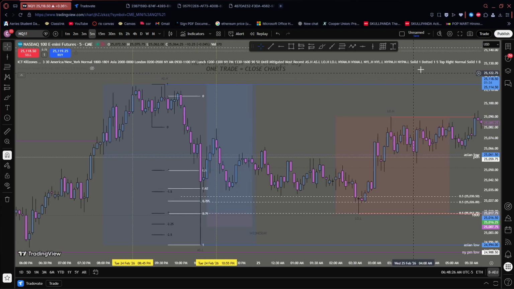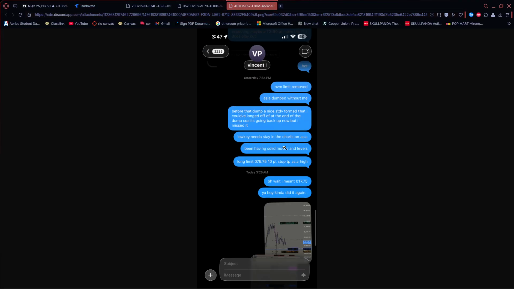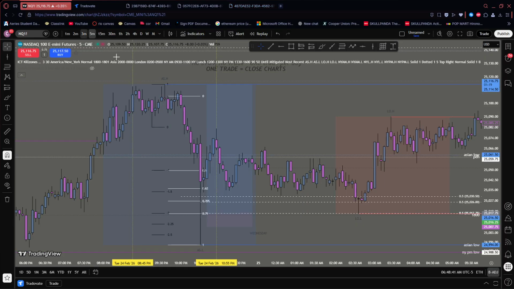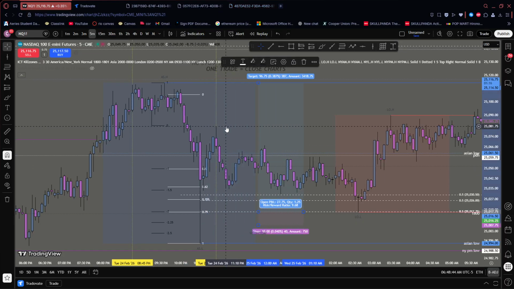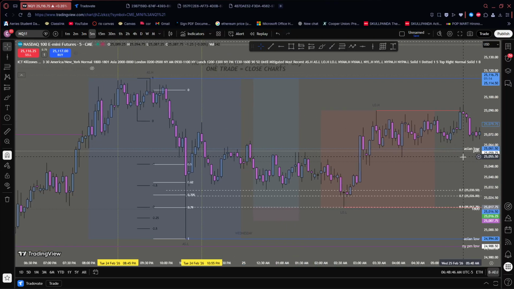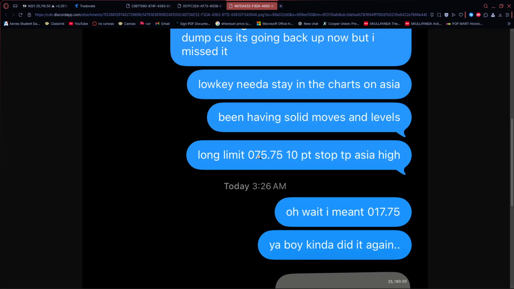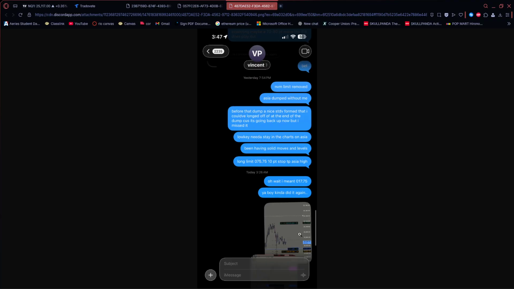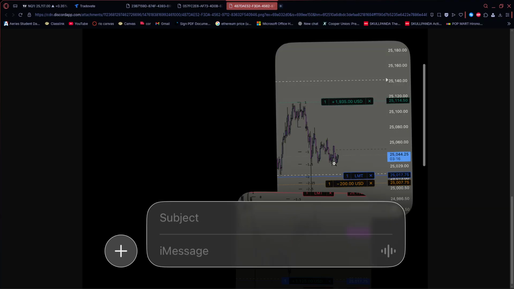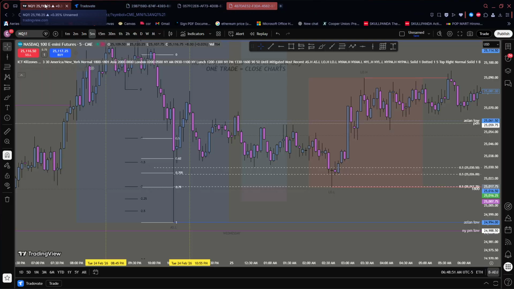So I checked my phone here, had the limits, and then I didn't check until this point, and I saw all this shit and I said remove limit, and then I said long limit 0.75.75, 10 point stop, TP Asia high, which was this trade right here, but I was on my phone and I think I misclicked. The level was 0.17.75, but I typed it wrong. I typed 0.75, but I have screenshots of this before I slept, so either way, whatever.